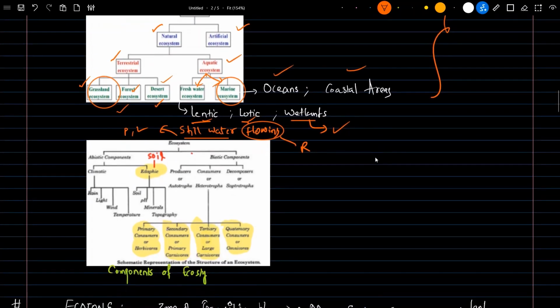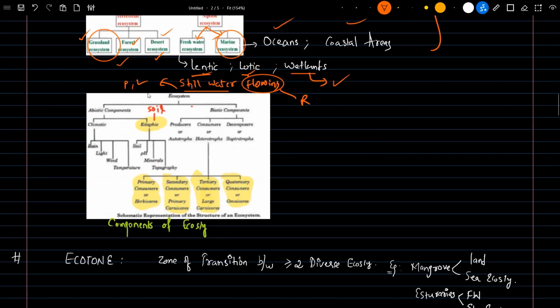Next, coming to the components of ecosystem. Ecosystem majorly consists of abiotic components and biotic components. As I told earlier, biotic refers to living things, abiotic is for non-living things. Non-living things can be further classified into climatic and edaphic. Whenever the word edaphic is used, it basically means soil. This is the most important keyword. The climatic factors are simply rain, light, wind, temperature, and edaphic factors are soil, pH, minerals, topography. These are all related to soil.